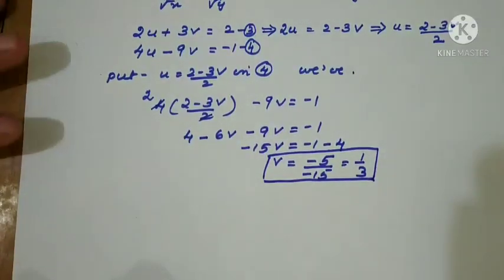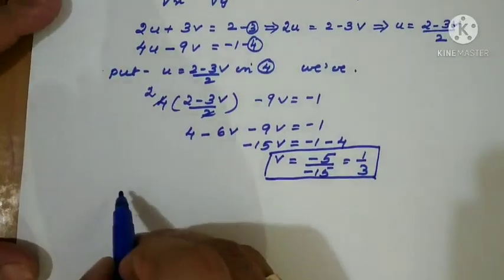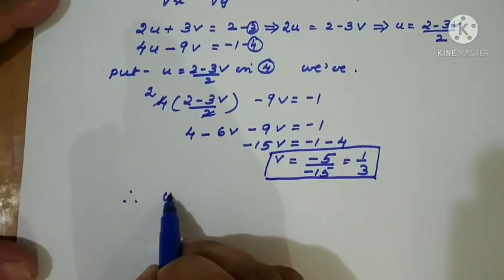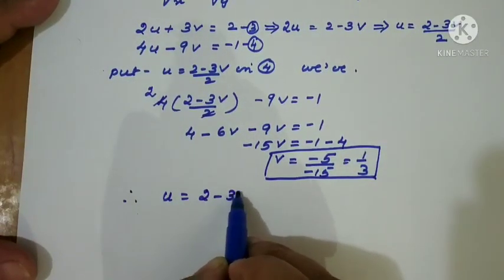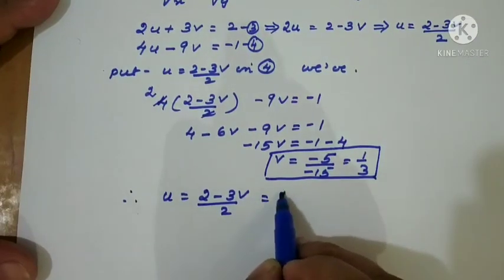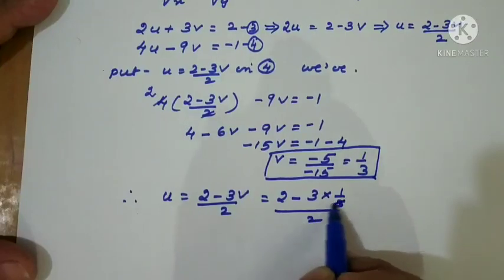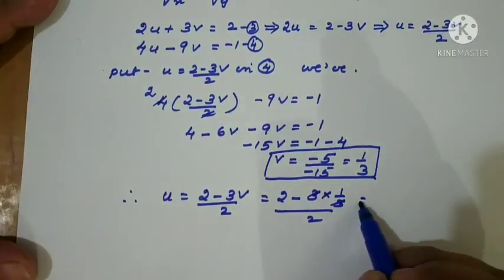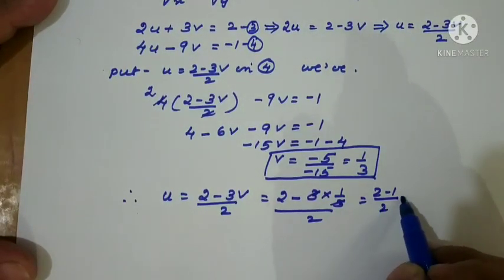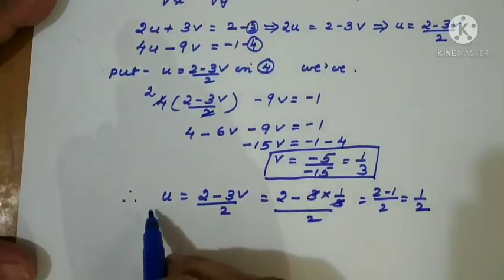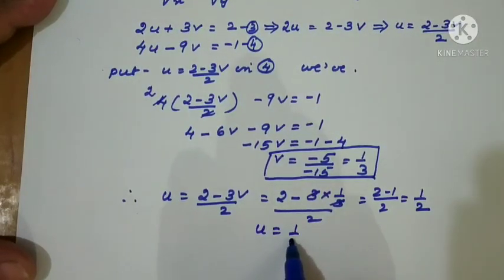Now what is the next? We should find what is u. So therefore u equal to 2 minus 3v by 2, that is 2 minus 3 into 1 by 3 by 2. 3 will get cancelled. So 2 minus 1 by 2, that is equal to 1 by 2. So u equal to 1 by 2.